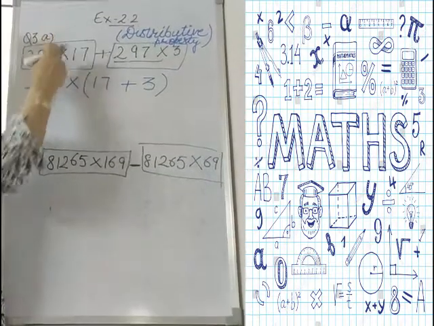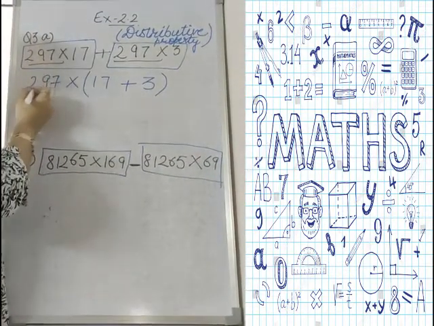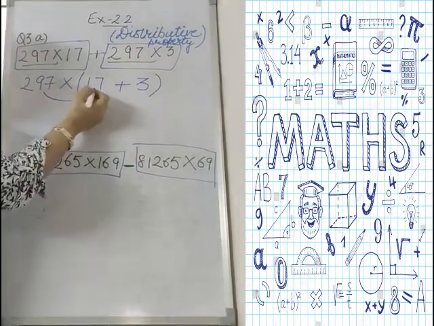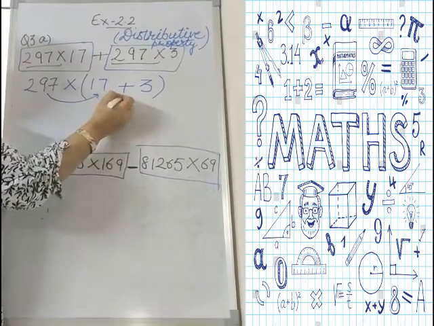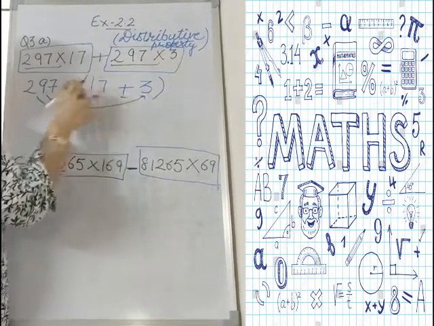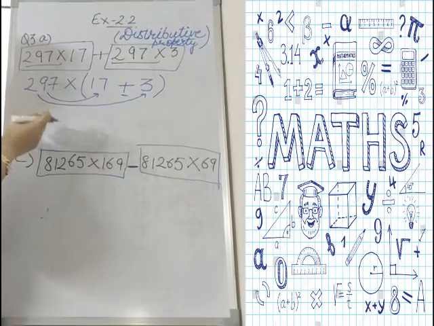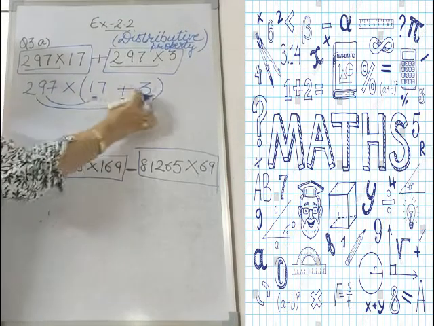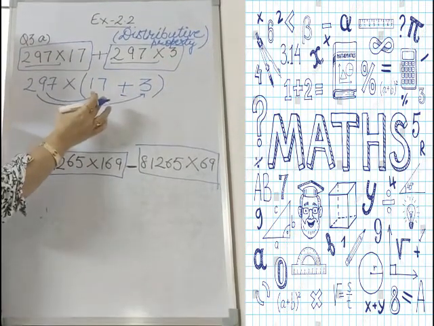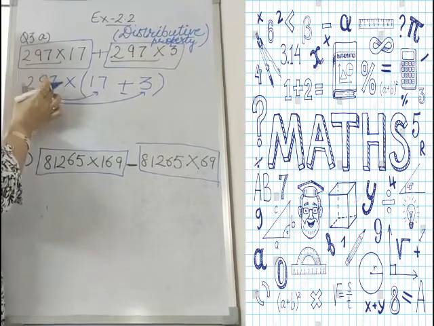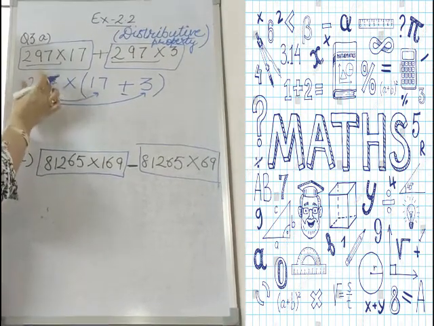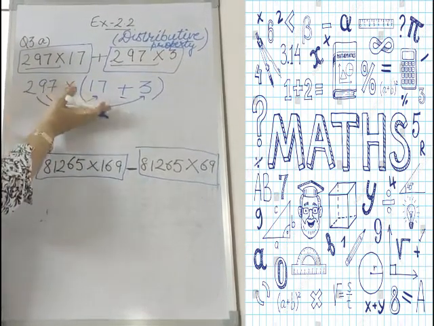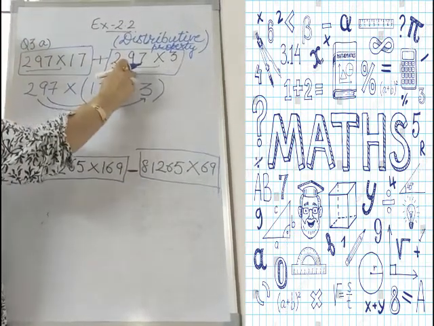If you are coming to this, how will you do? 297 will go with both the numbers. 297 multiplied by 17, then plus 297 multiplied by 3. As distributive means we are distributing this number to both the numbers which are inside the bracket. So what do you mean by distributive property? In which we are distributing a number to both the numbers which are inside the bracket. So when you think reciprocal to this, you will get this situation.